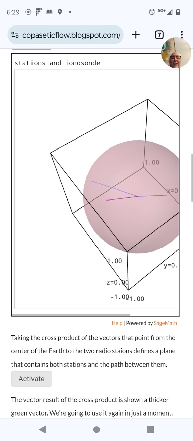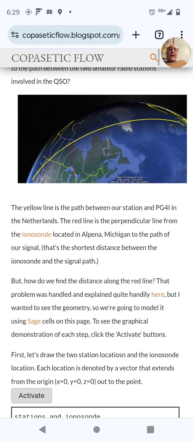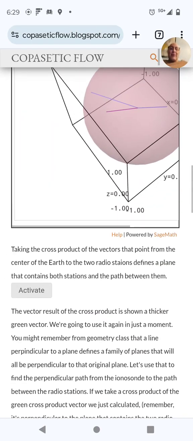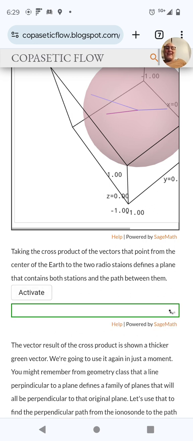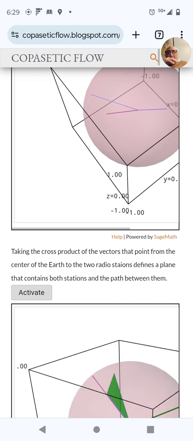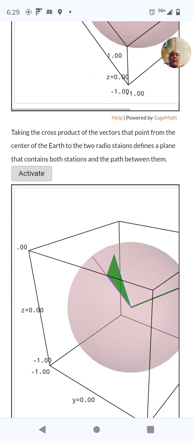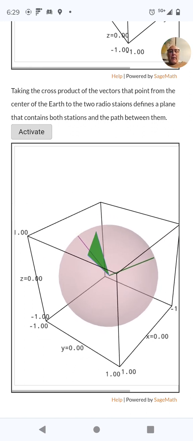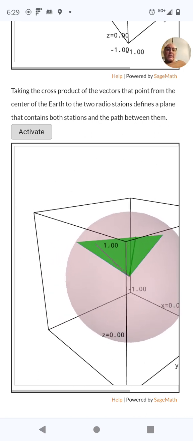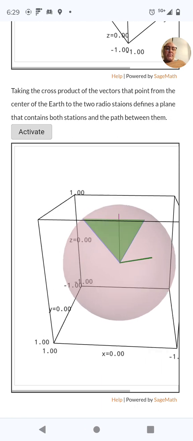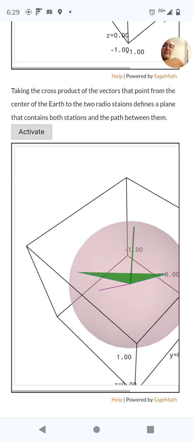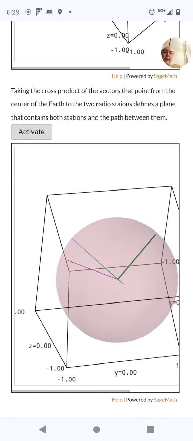Remember, what we want to do is find out the distance between that ionosonde and the path between the two stations. So here's what we're going to do next. We're actually going to use a cross product, not just get assigned one in math class in high school. I used CoCalc, which is also called Sage Math. You'll see that down there, to calculate the cross product of the two vectors between the QSO stations. If you remember, the ionosonde was a purple vector, and it's still right there.